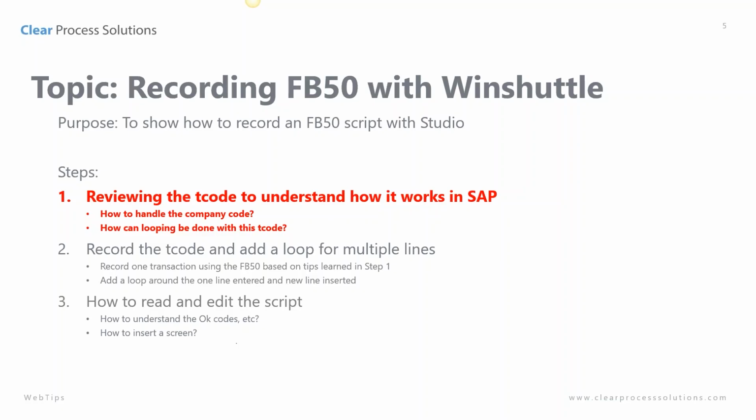First we're going to review the T code to understand how it works in SAP, and we'll talk a little bit more about that as we go through. We're going to actually record the T code, and we're going to add some looping for our multiple line entries. Then I'm also going to show you how to read your script and how to edit your script. This is a little bit more of a basic transaction training, but I think there'll be a lot of good tidbits for those of you that might be a little bit more advanced. So let's get started.